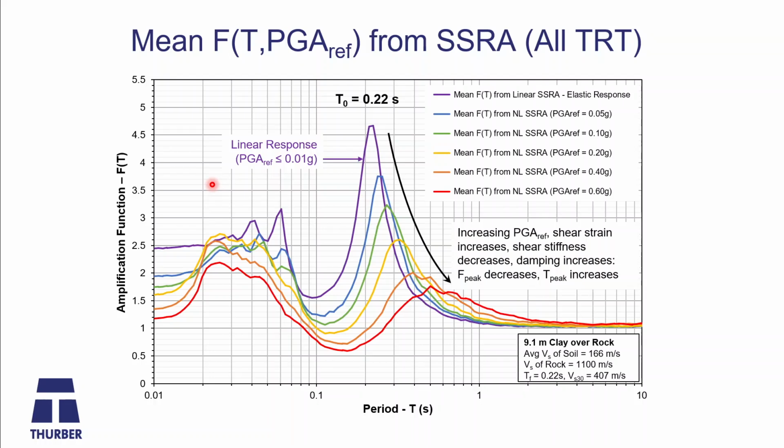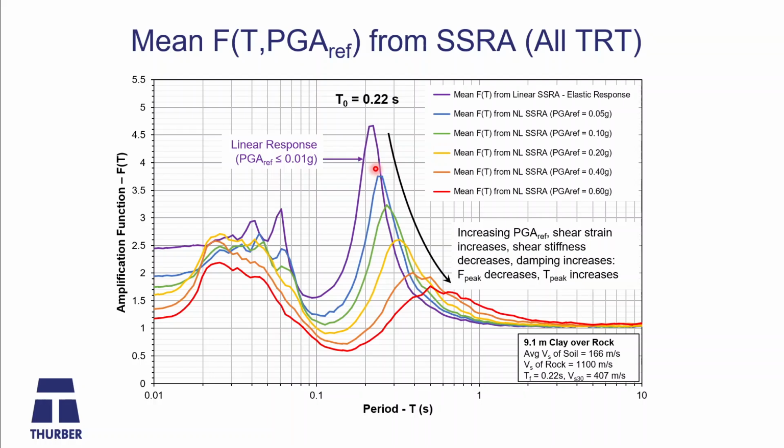Now if we look at those means for each of the intensity levels all superimposed, we get to see what actually happens in a soft soil site as a function of increasing intensity. The purple curve here is your linear response if you had an elastic material. It's peaking right at 0.22 seconds, which, as I said before, is what we would predict using 4H over VS. And very sharp, so this is a resonance site. Peak amplification here is about 4.7 times what it is with the ground motion on rock.